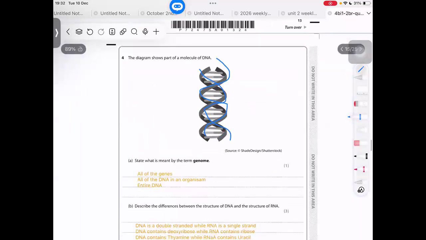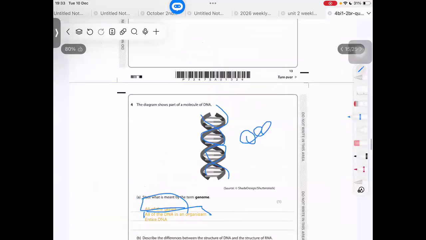State what is meant by the genome. Genome means all the genes which are present in our body. If you take an organism, all the genes which are present in our body is called the genome. Or you can write all of the DNA in an organism. Now there might be a confusion with what is DNA and what is a gene.